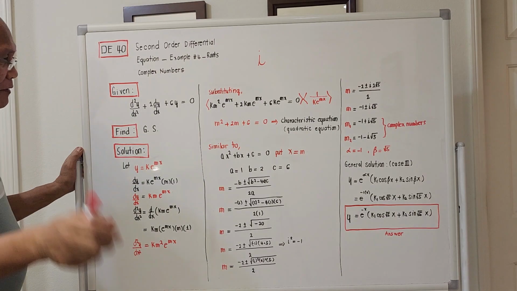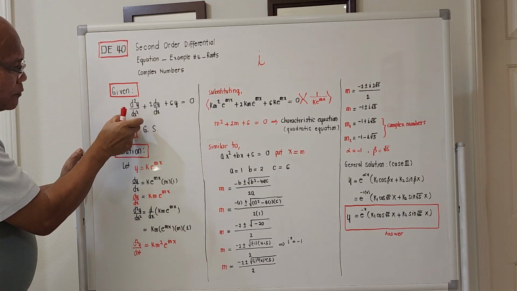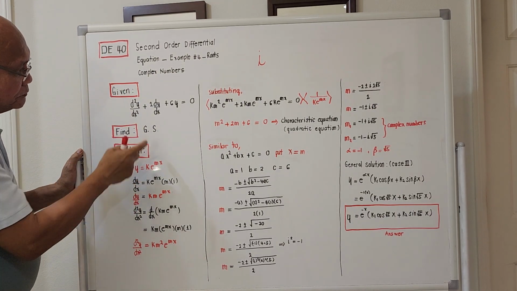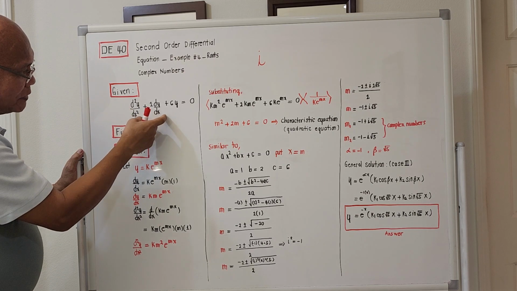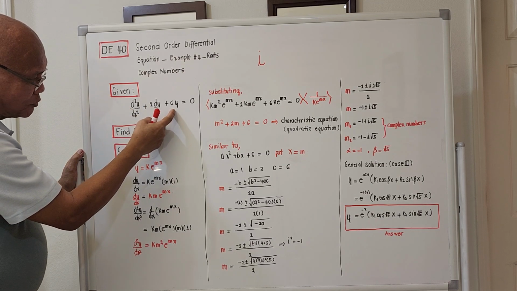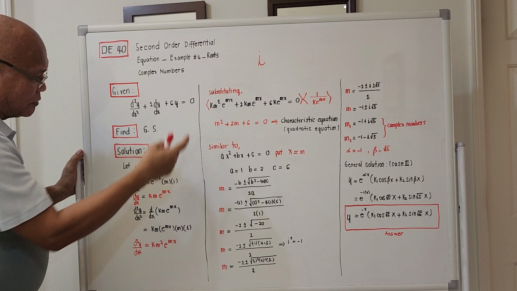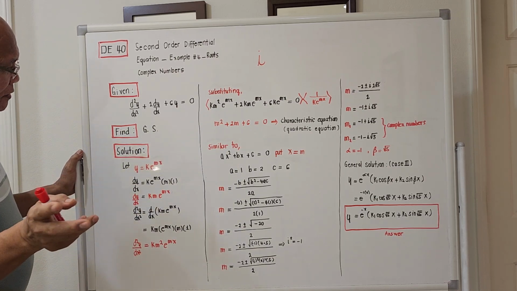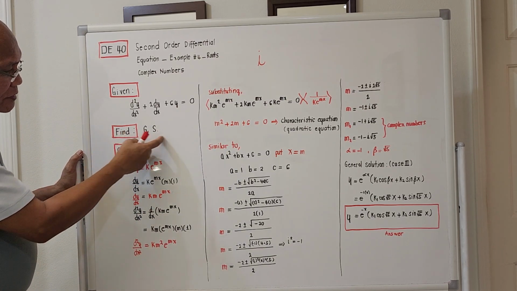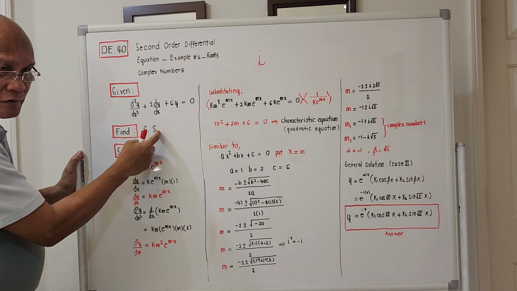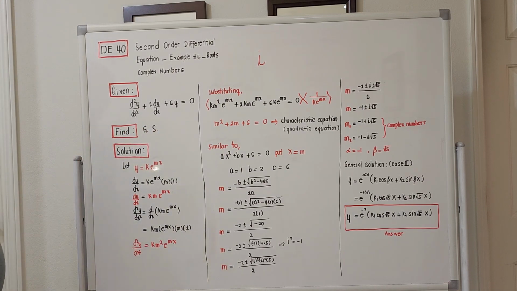The given problem is d squared y over dx squared plus 2 dy dx plus 6y equal to 0. The problem is asking for the GS, meaning the general solution. Okay, let's try to bring out the solution.